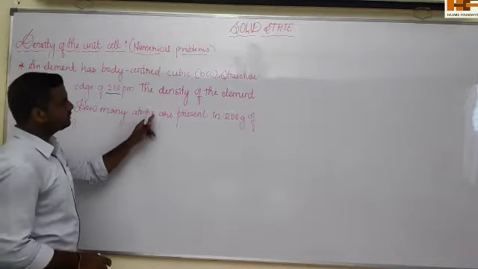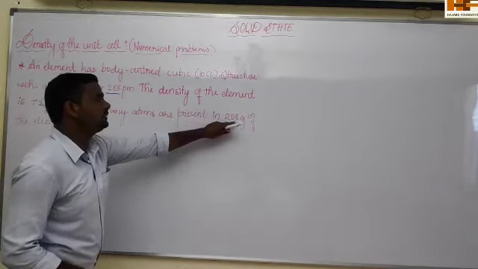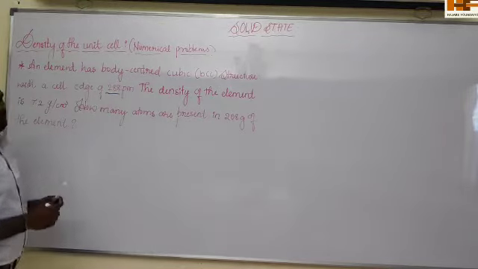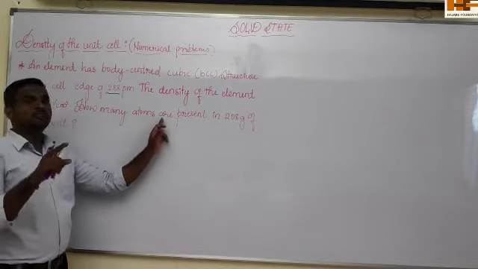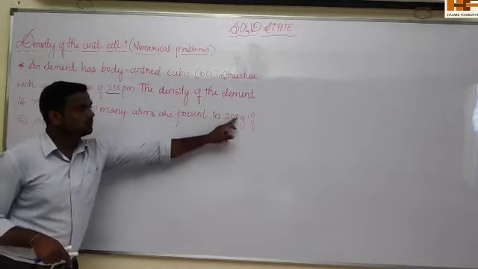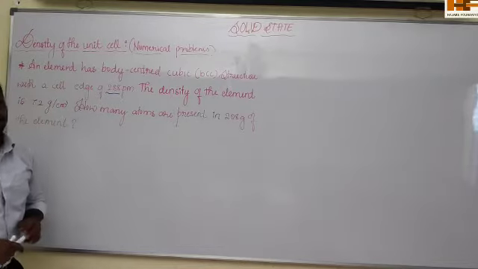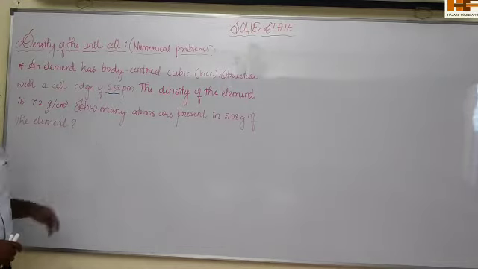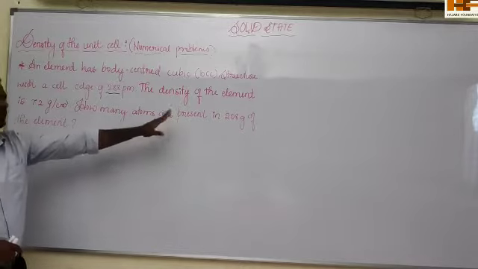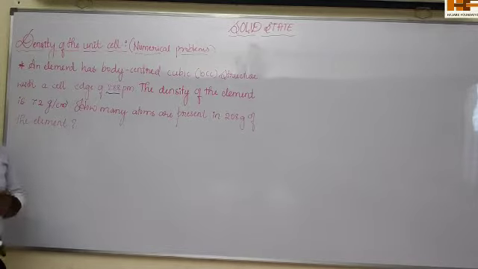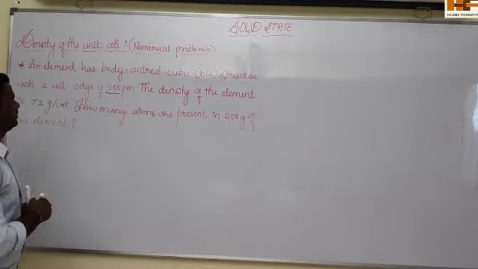How many atoms are present in 208 gram of the element? They asked the number of atoms which is present in the 208 gram of the element. So I have to find out the number of particles, or number of constituent atoms, which is present in the 208 gram of the element. Okay, let's start the solution here.